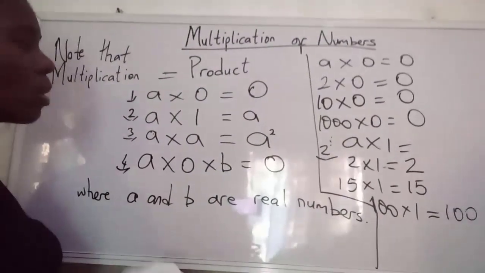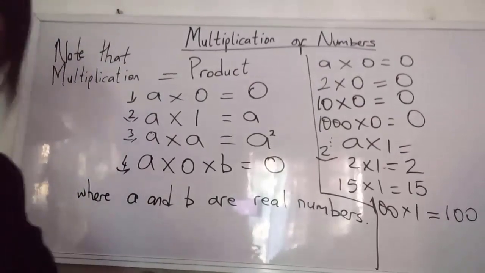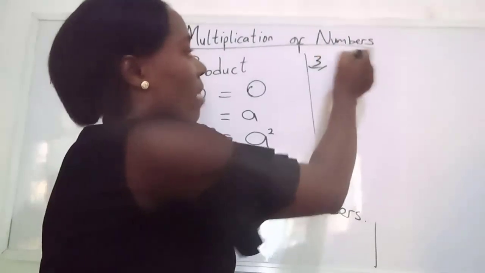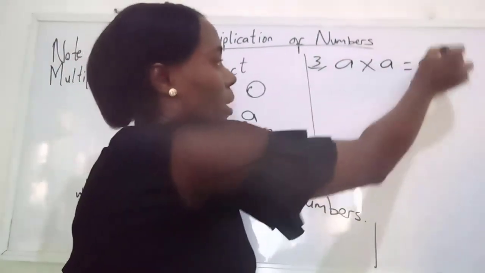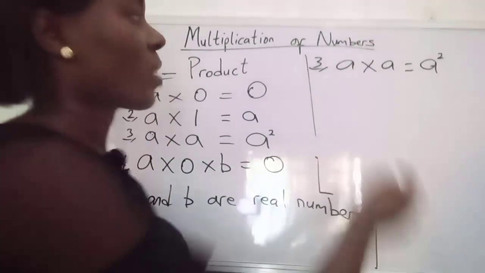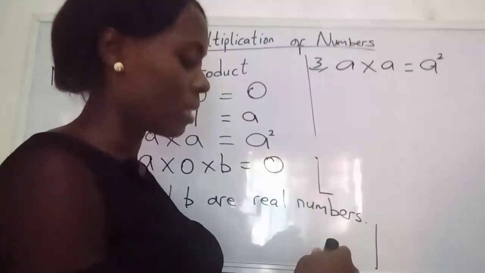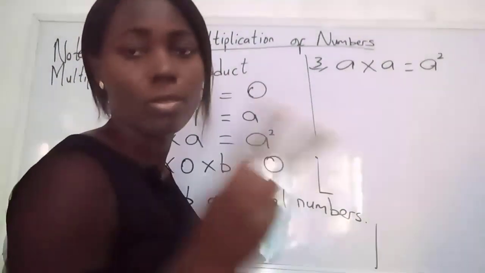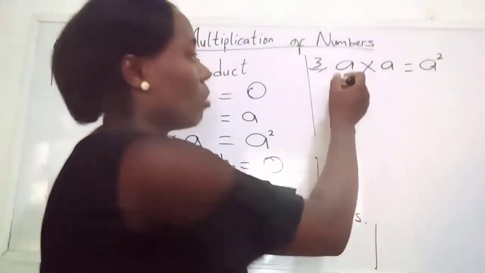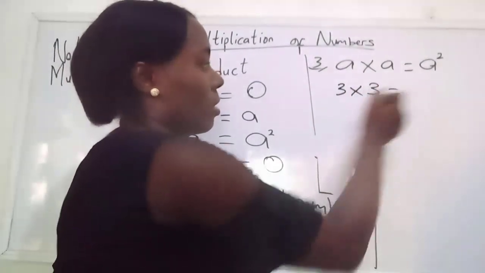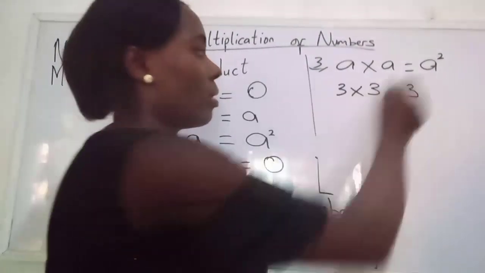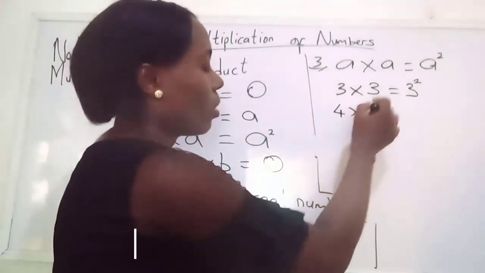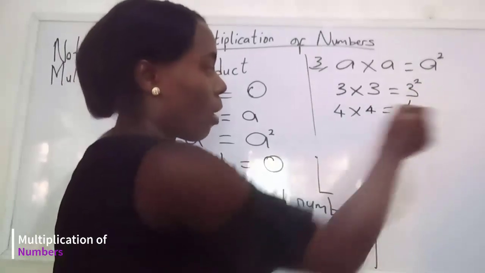A times a equals a squared. Alright, for the third one, we have a times a equals a squared. What this simply means is a finding itself in 2 places. That's how we got it here: a raised to the power 2. That is a multiplying itself twice. Alright, so let's see 3 times 3. We have 3 appearing how many times? Twice. That's the power. Alright, let's see 4 times 4.